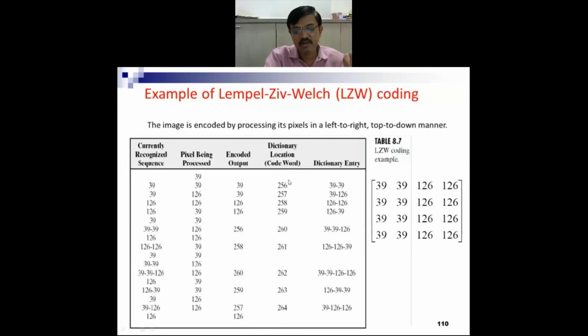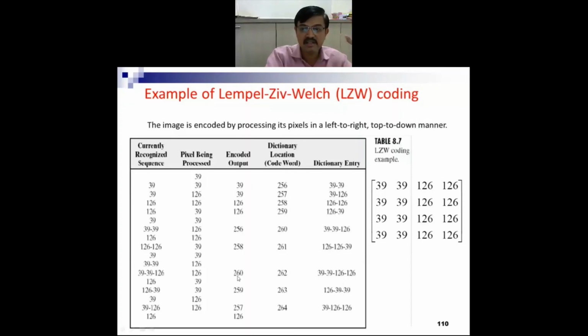Now what is my encoded output? The encoded output is my prefix. The prefix is 39, so the encoded output is 39. 126 is stored at 126. 39, 39 is my prefix, which is stored at 256, so my output is 256. 126, 126 is stored at 258, so my output is 258. 39, 39, 126 is my prefix for this entry, which is stored at 260, so my output is 260.